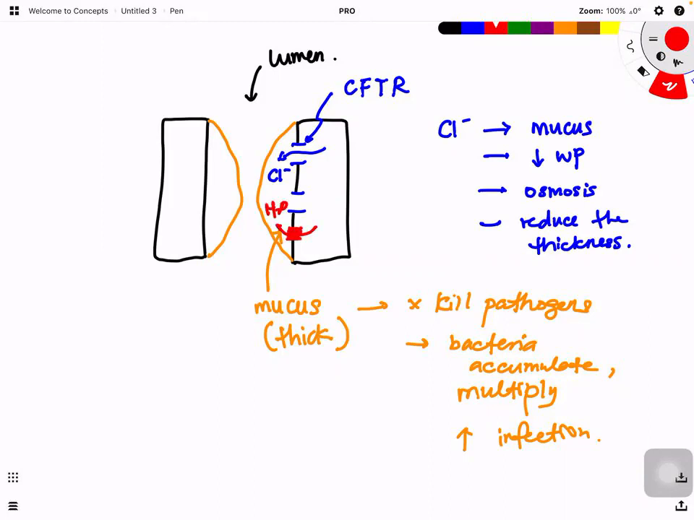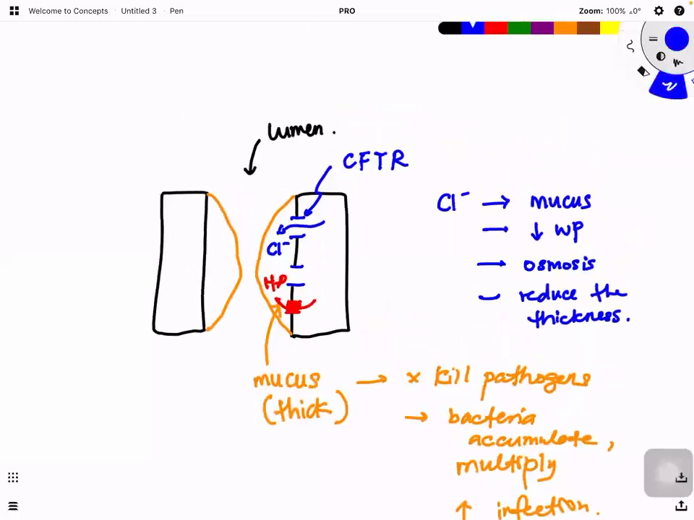But the problem is if a mutation takes place at the CFTR gene, then no more functional CFTR is available for the chloride ion to pass through, and therefore the mucus remains very, very thick.